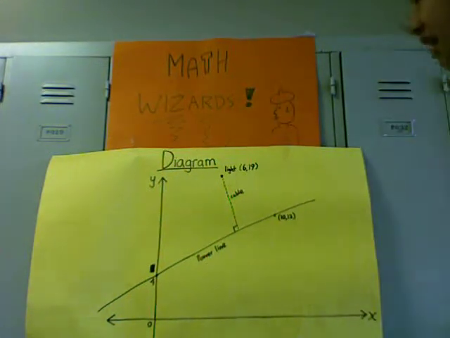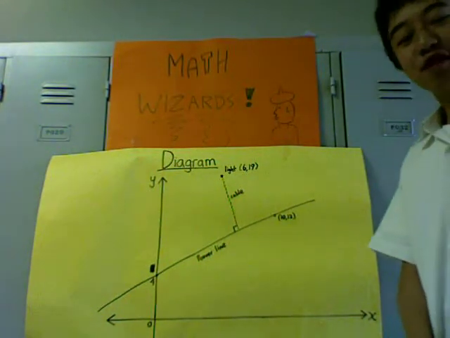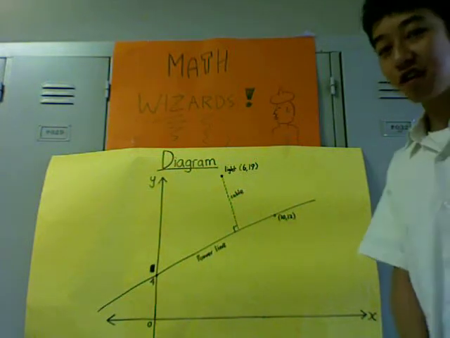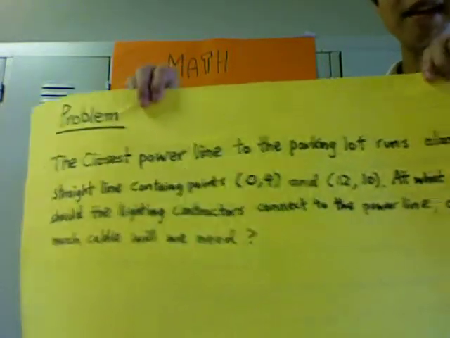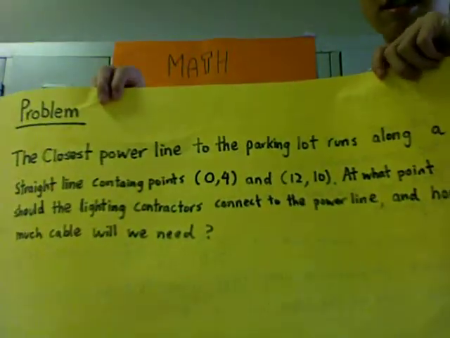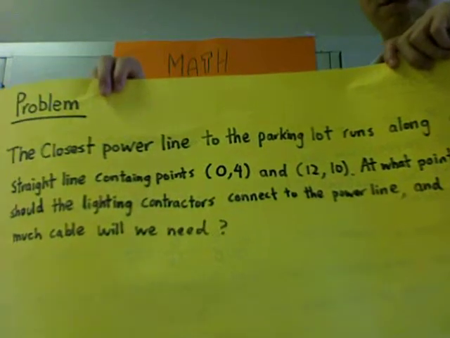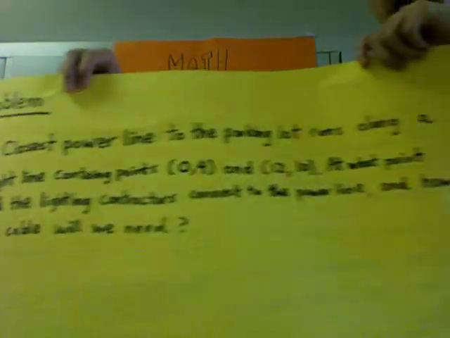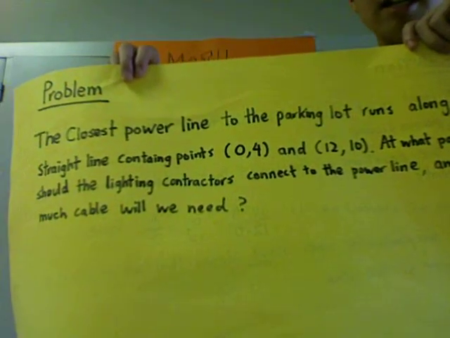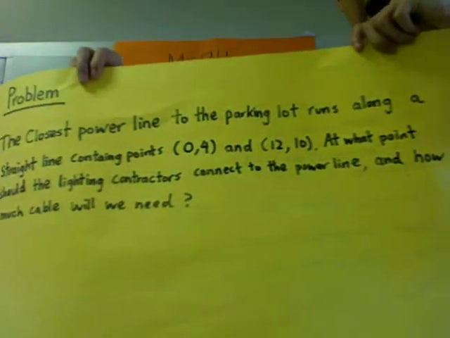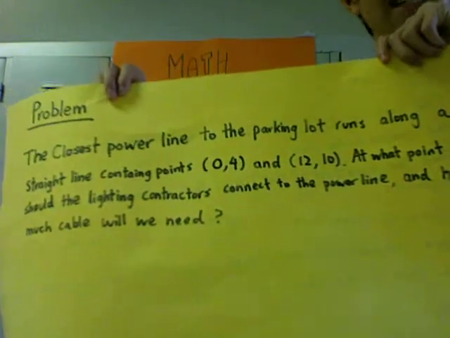Let's move on. We've got a problem today and it's really hard to solve, so I want to share it with you, peers. What is the problem? The closest power line to the parking lot runs along a straight line containing points (0, 4) and (12, 10). At what point should the lighting contractors connect to the power line, and how much cable will we need?